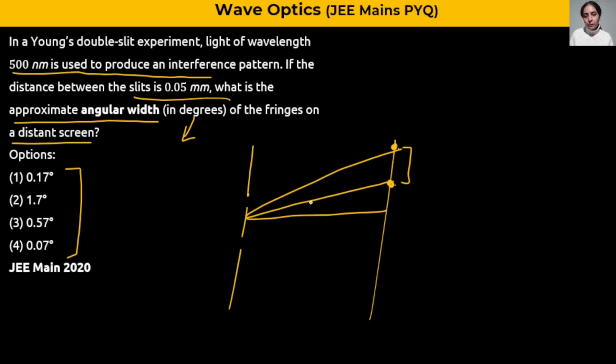So ये angle तुम्हारा कितना है? Suppose कर लो ये मैंने पहला minima लिया है, so lambda by 2a. ये मैंने तुम्हारा दूसरा minima लिया है, so this is 3 lambda by 2a. What is this angle difference? 2 lambda by 2a, lambda by a. Simple, ठीक है? So this is lambda by a.